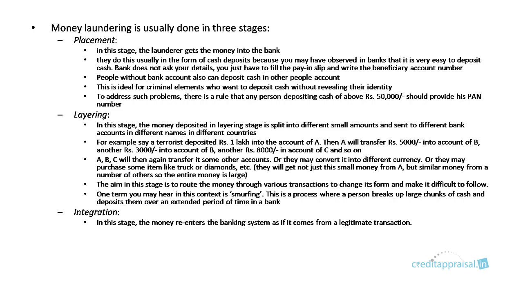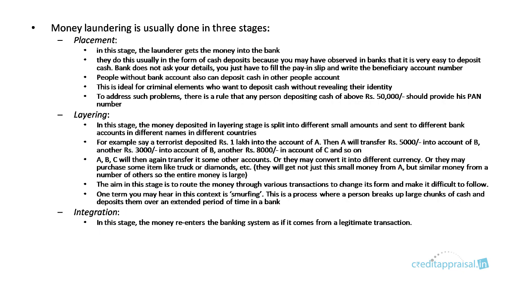So money laundering is usually done in 3 stages: placement, layering, and integration. The first stage is placement. In this stage, the launderer gets the money into the bank. Usually they do this in the form of cash deposits, because you may have observed that in banks it is very easy to deposit cash. Banks do not ask you for details unless it is a very large amount. You just have to fill in the pay slip and write the beneficiary's account number. People without a bank account can also deposit cash in another person's account. So this is very ideal for criminal elements who want to deposit cash without revealing their identity.